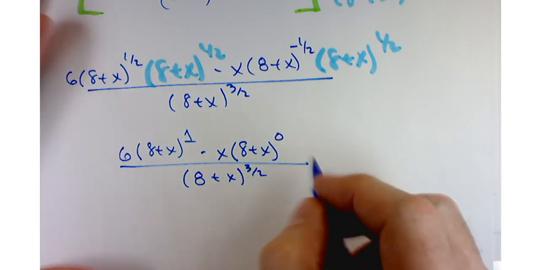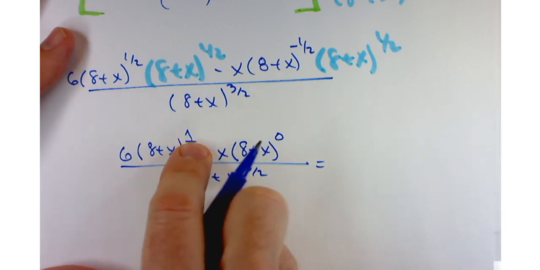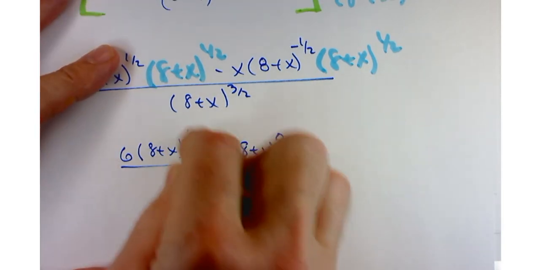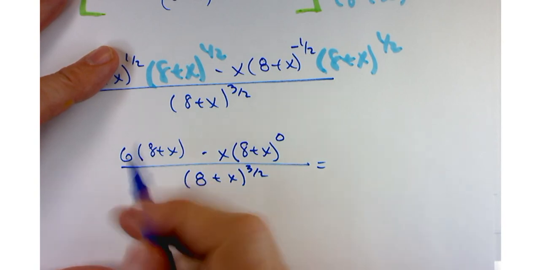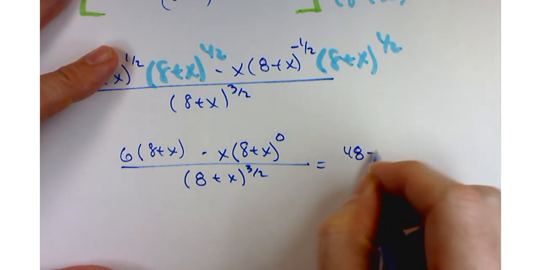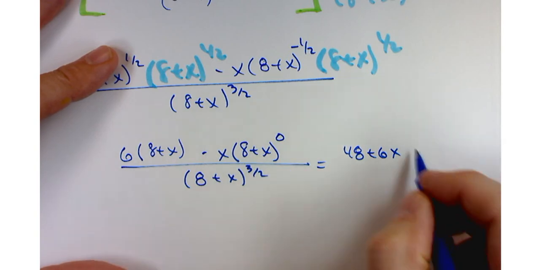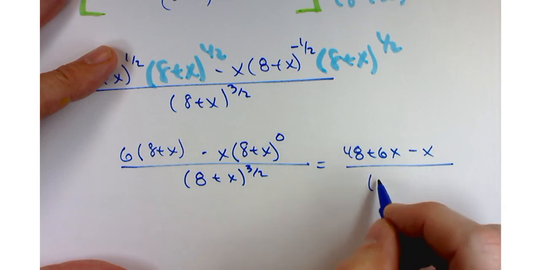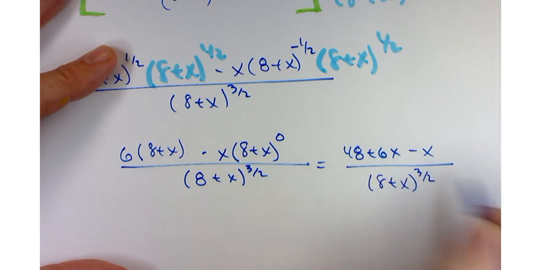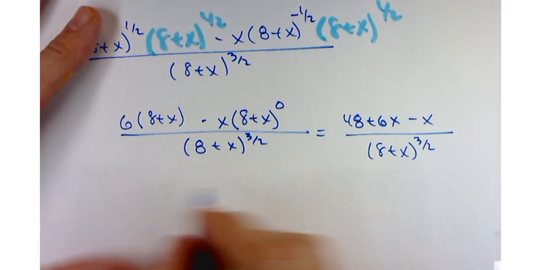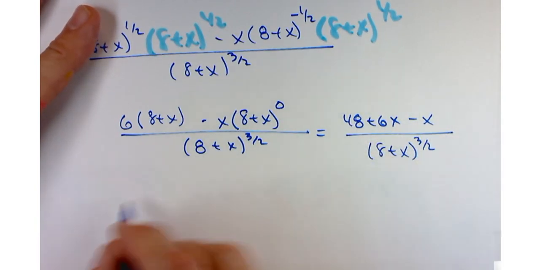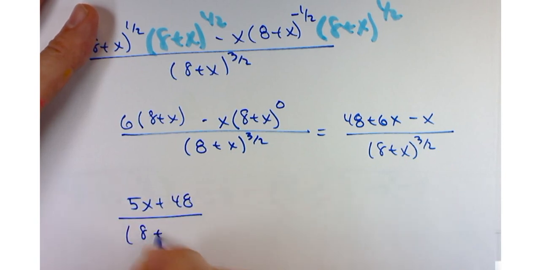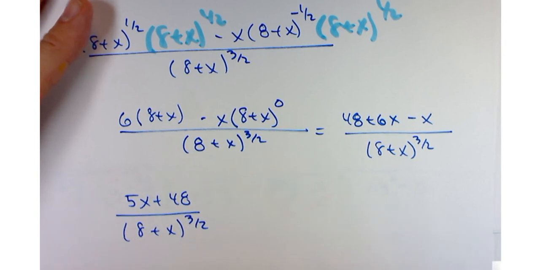Now let's think what else can happen. Do I really need the 1 here? No. All right, so let's get rid of that just because it's a distraction. And I'll get 6 times 8 is 48 plus 6x. What's something to the 0 power? 1. So that's x times 1, or just x. And then I can subtract the terms here and end up with 6x minus x is 5x. 5x plus 48 over 8 plus x to the 3/2.